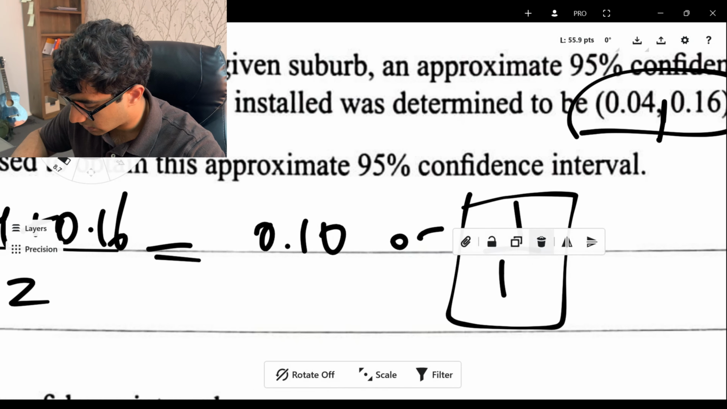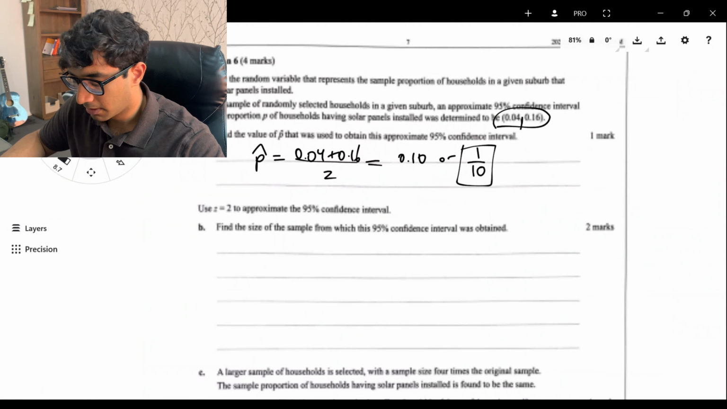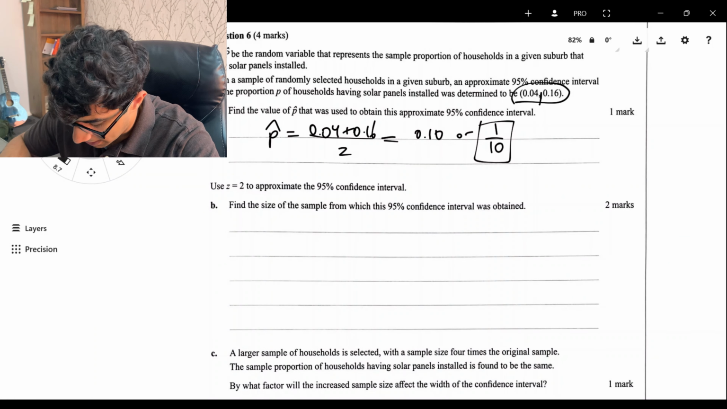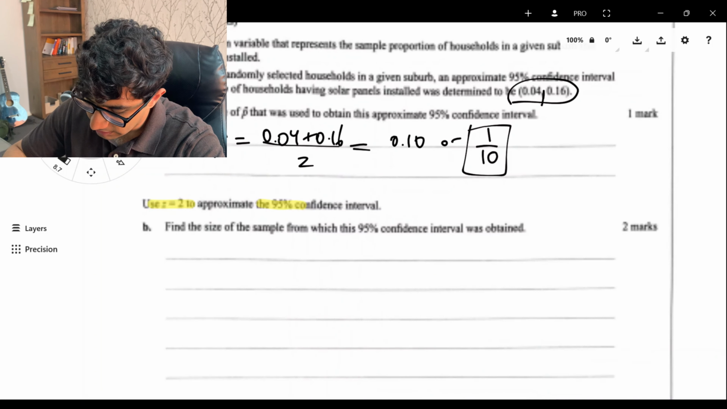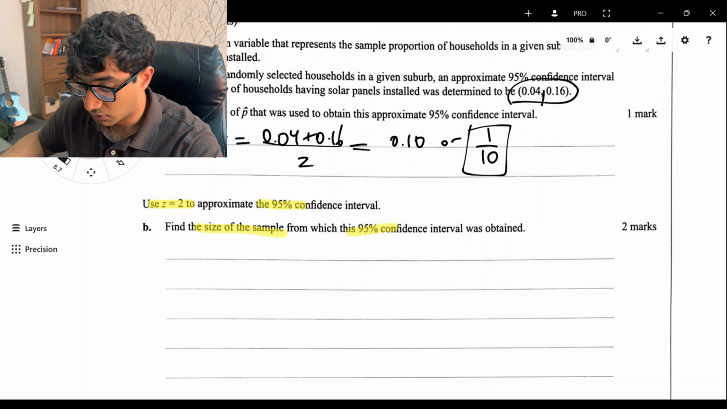Let me make sure this looks like a 10. There we go. 1 over 10. Okay, so that's the value of p hat. Use z equals 2 to approximate the confidence interval. Find the size of the sample from which this confidence interval was obtained.